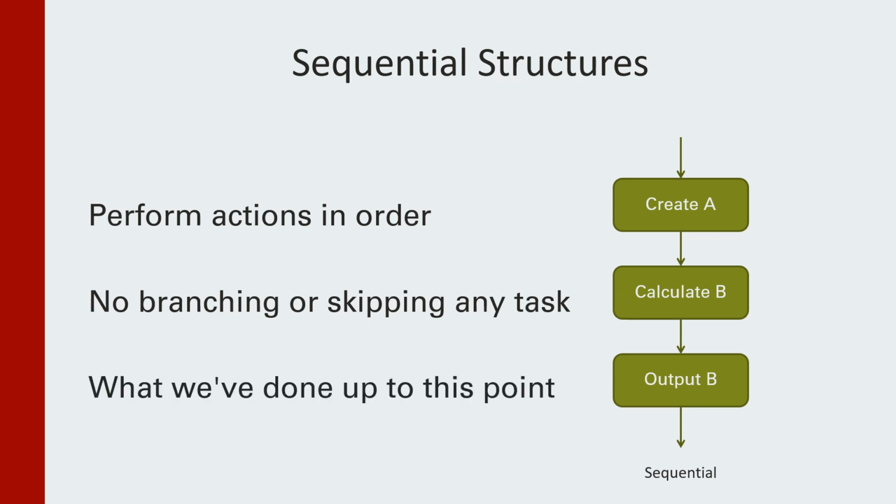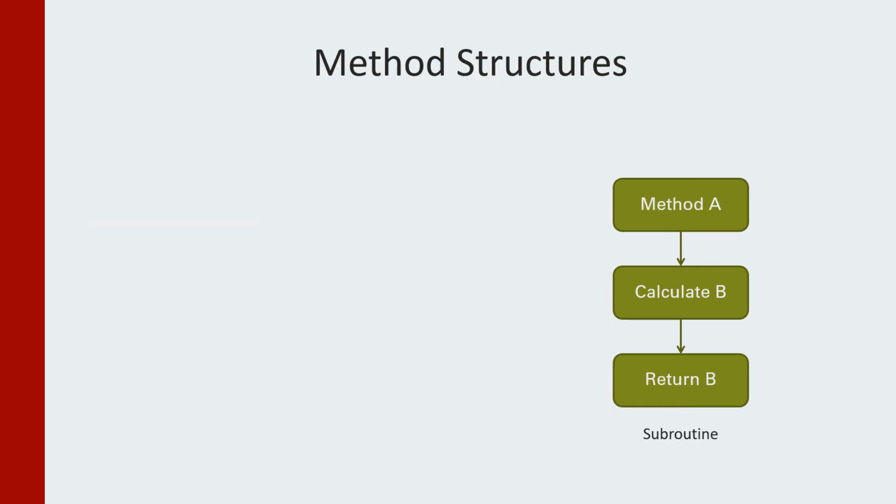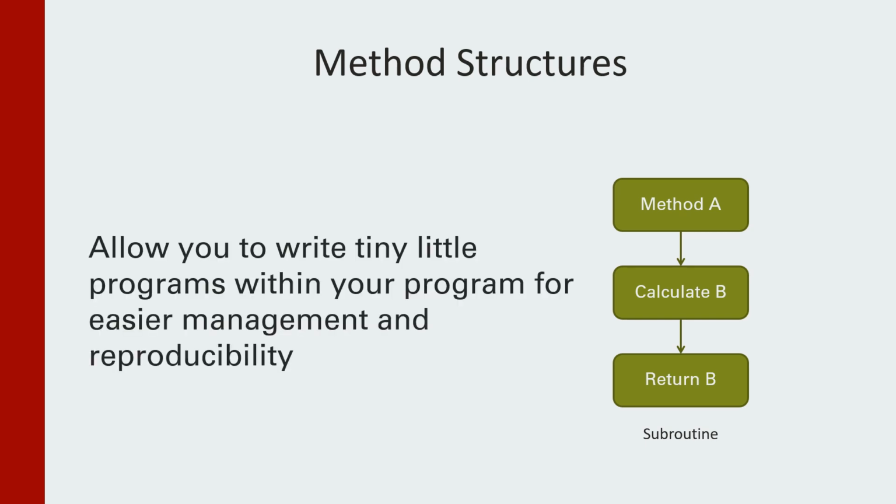But we can do things that are more complicated by using method structures. So a method allows you to write tiny little programs within your program that might help you to make things easier to manage and kind of make things modular. So if you're saying that this part of the program should do this, you can work logically on other parts of your program. So that's what we call a method. It'll calculate something and it will return it to you.